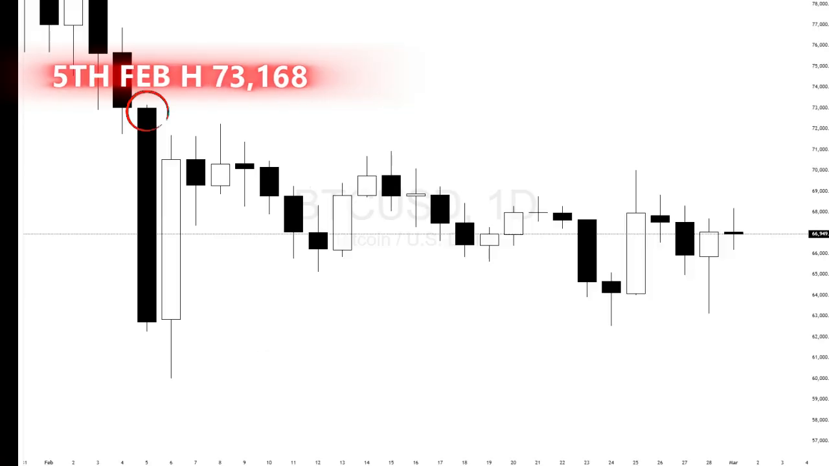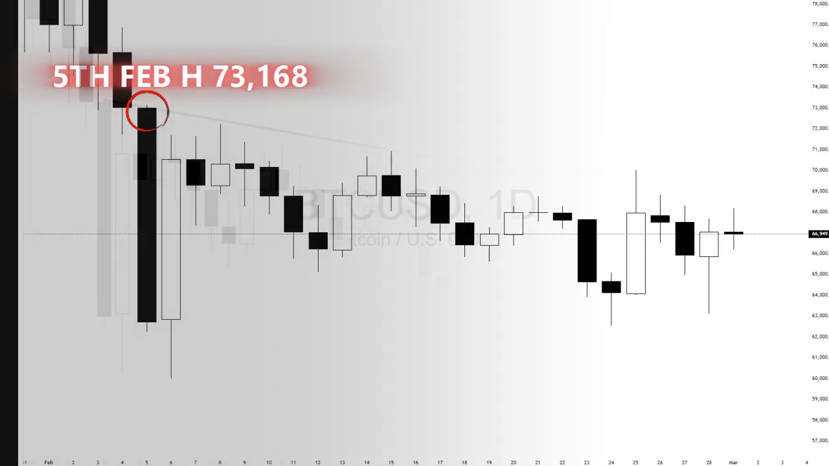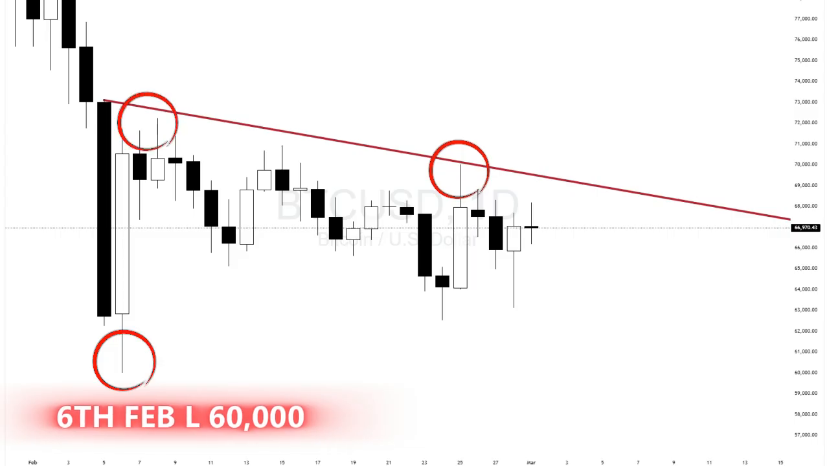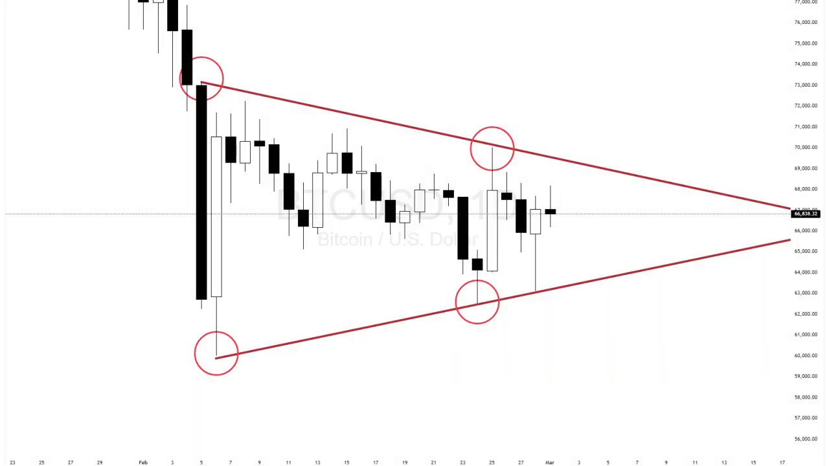Take the 5th February high at $73,168 as the first pivot point and draw a trend line down. That line connects precisely with the 25th February high of $70,028, a descending line of resistance, 2 highs, 20 days apart, connected by a single line. Now, take the 6th February low at $60,000 as the second pivot point and draw a trend line upward. That line connects precisely with the 24th February low of $62,527, an ascending line of support, 2 lows, 18 days apart, connected by a single line.